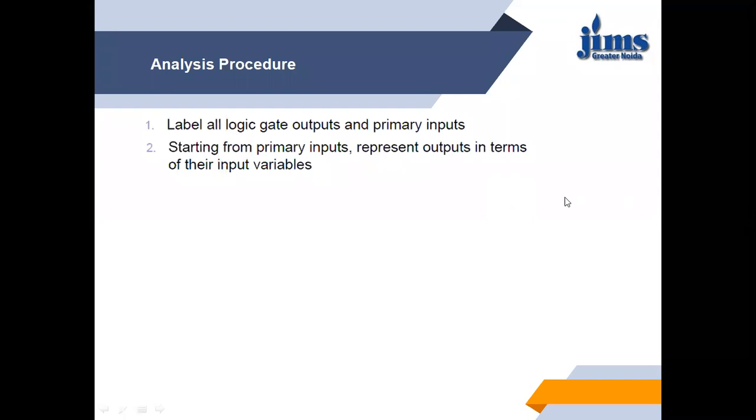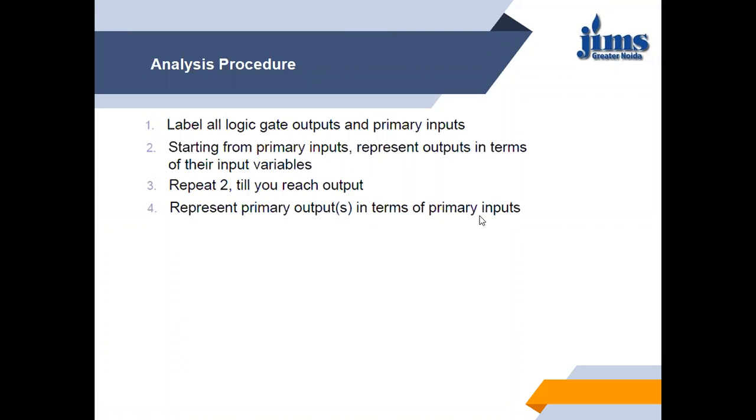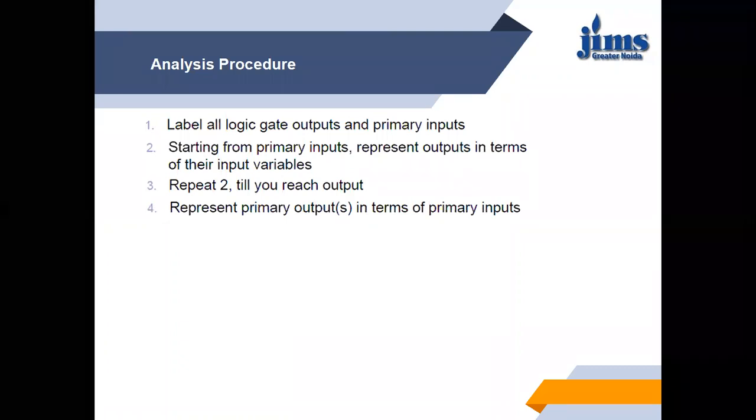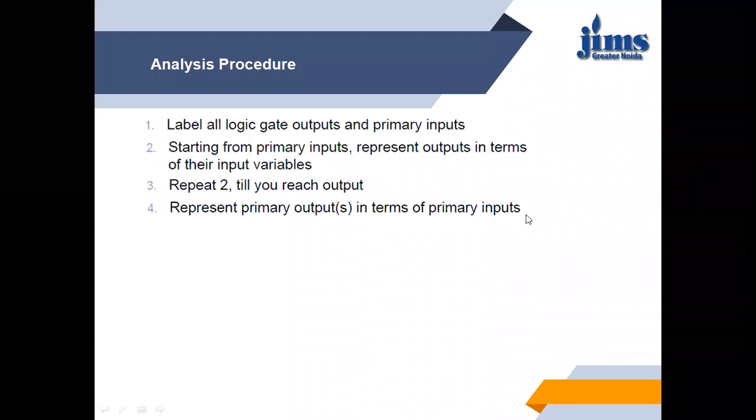In step 3, repeat step 2 until we reach the output, meaning for each and every input and output of the gate, we have to nominate it with an arbitrary variable. We have to define the variable, and find the value of the variable with the help of our knowledge studied so far. Then represent the primary output in terms of the primary inputs, meaning the internal values that you have assigned must be eliminated, and the main output will be represented in terms of the primary inputs A, B, C, D or X, Y, Z, whatever they are.